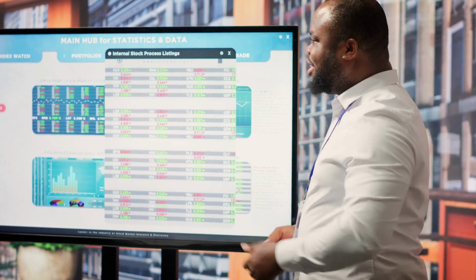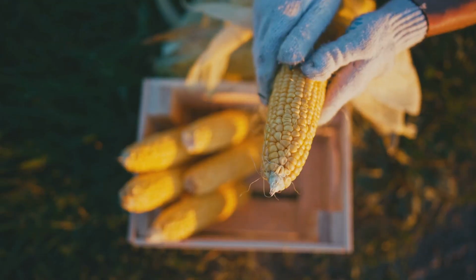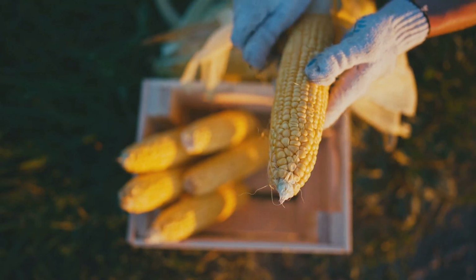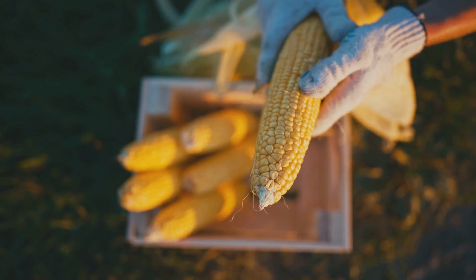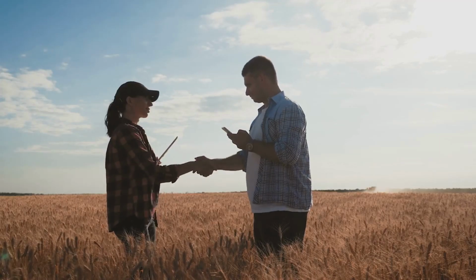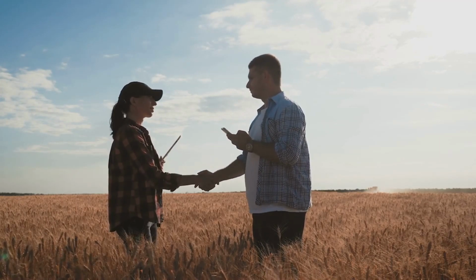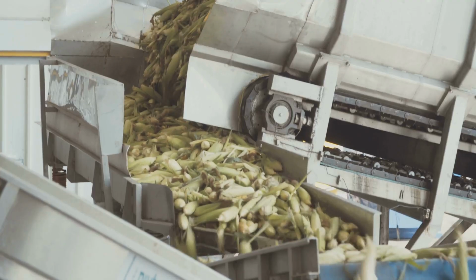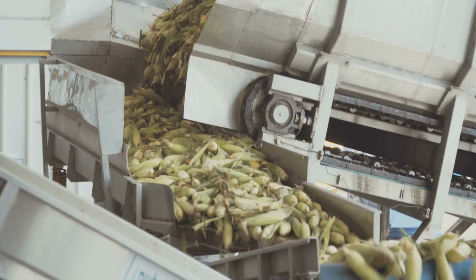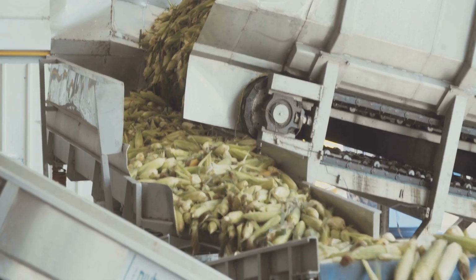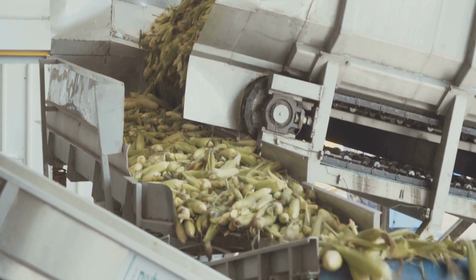Let's see how futures contracts work in practice. Imagine you're a farmer who wants to lock in a price for your corn crop to protect against price fluctuations. You can enter into a futures contract to sell your corn at a set price when it's harvested. On the other side, a food processing company might enter into a futures contract to buy corn at that same price to ensure they have a steady supply.